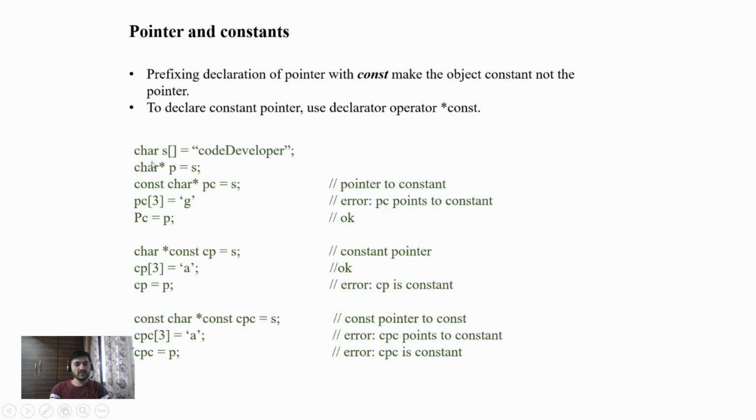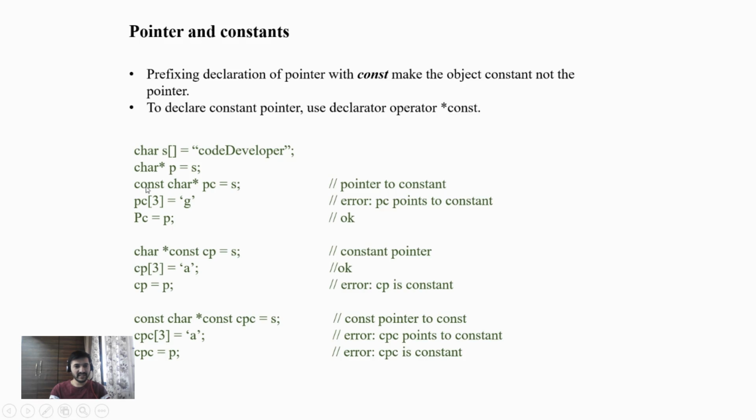So consider this example. I have created an array of type char, which contains the string code developer. Now I have created a pointer p, which is pointing to s. When we use the name of the array, by implicit conversion it is converted to a pointer. So p now points to the first element of this array s, that is c. Now in the third line, I'm creating a pointer to a constant object and not a constant pointer. What is the difference? We will see.